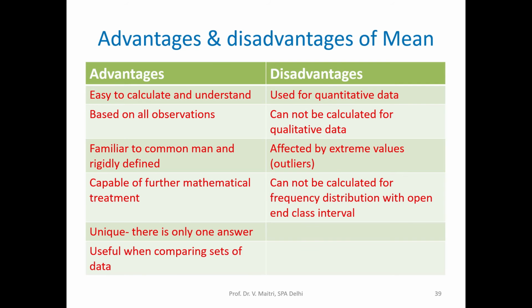And the disadvantages: we can only use it for quantitative data. We cannot calculate it for qualitative data, and it is affected by extreme values. That is outliers. You remember that I have shown you the outlier in our previous presentation of the graphical presentations, and it cannot be calculated for a frequency distribution with open-ended class intervals. That is another problem. So these are the advantages and disadvantages of mean.